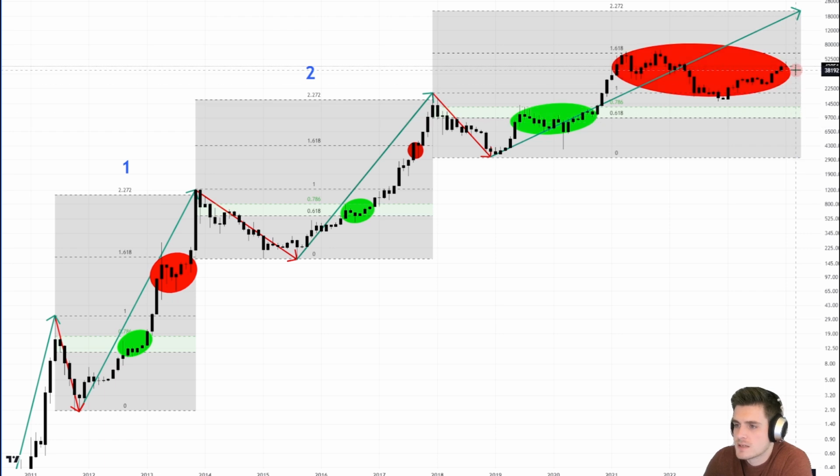So that's basically still 3 months to go, and we need to break this 1.618 level again. But when it does, it fires right within a few months to the top. Okay.